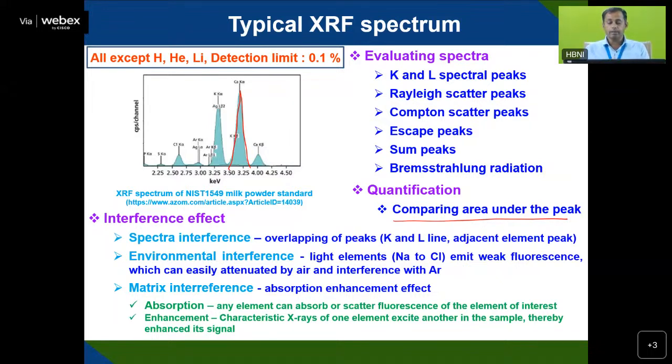This is a light element that emits weak fluorescence, so it can be easily attenuated by air or argon environment. That is a little bit difficult. Or sometimes there is matrix interference, like absorption or enhancement effect.